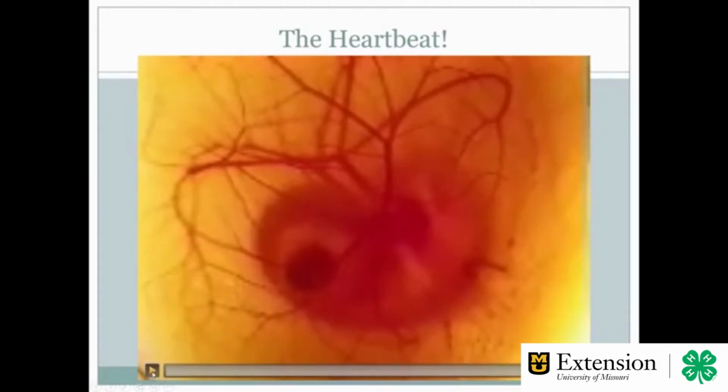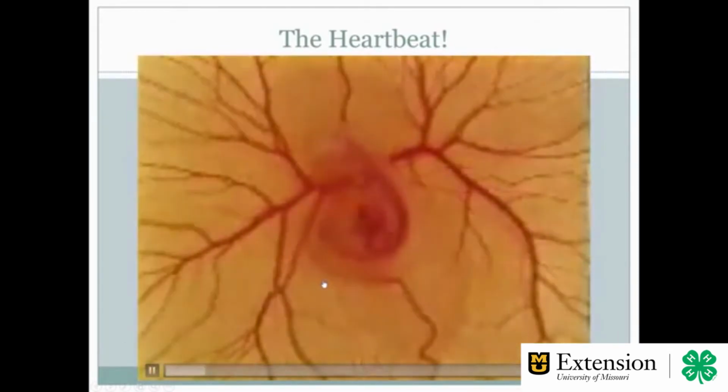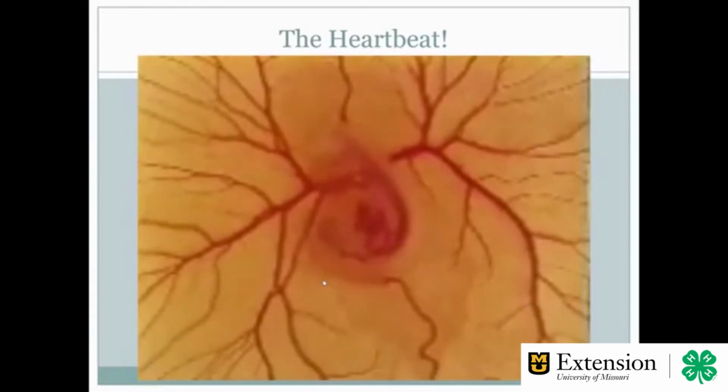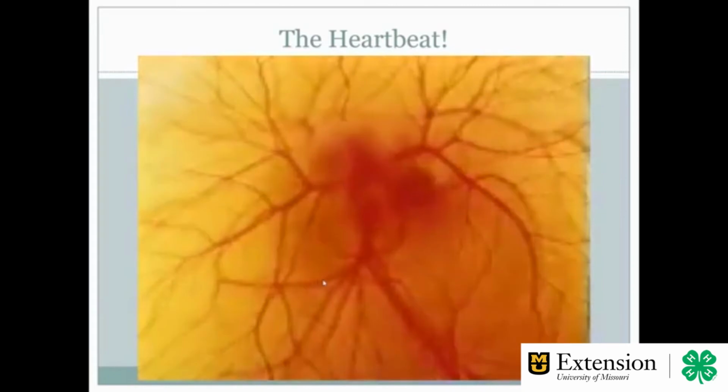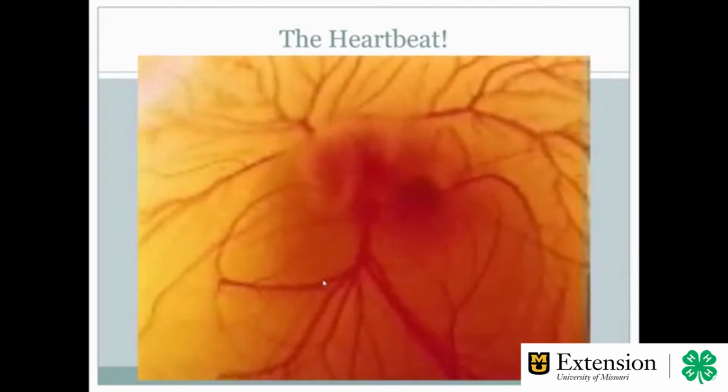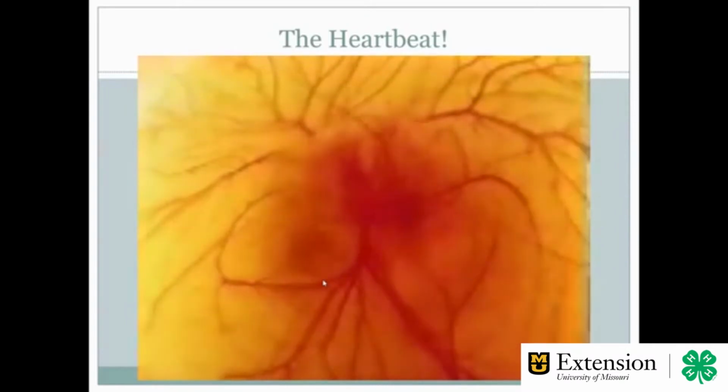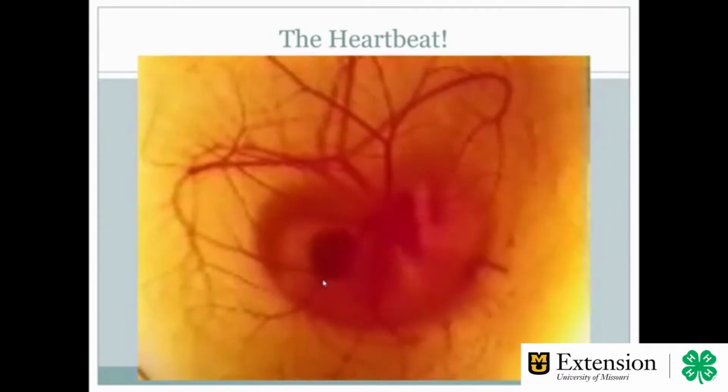All right, let's watch that again. That little heartbeat beating away right there. Again, this is inside the shell as this embryo is developing. Getting a little bigger right there. Even bigger, squirming around.